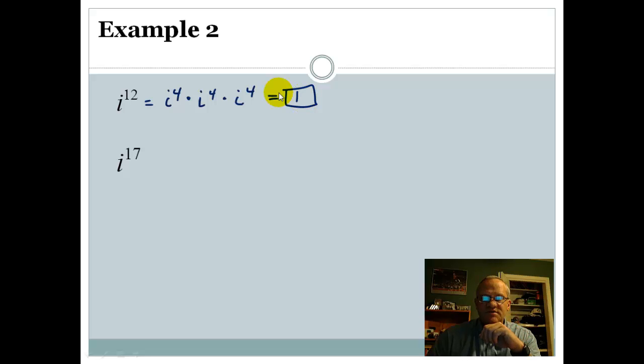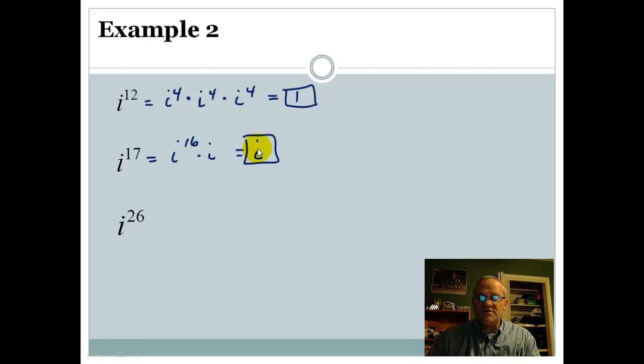What happens with i to the 17th? Well, what could that be made up of? Remember again, we're thinking in terms of 4. We could split this up because it divides evenly at i to the 16th, and that will give me 1, like we just saw up here. But then I got one more to make it 17. So this all just becomes 1 here, and I end up with just i. i to the 17th simplifies to i.